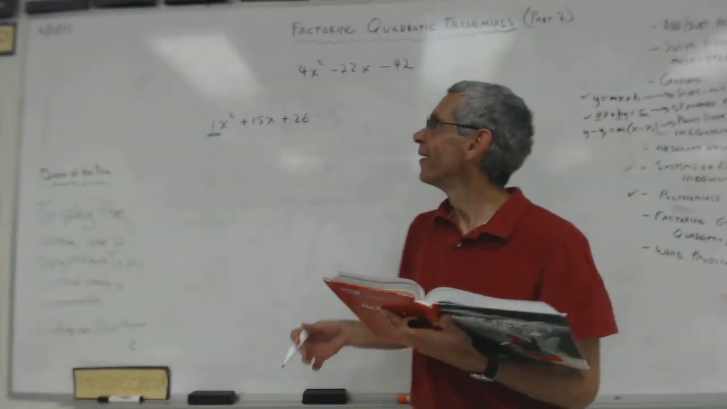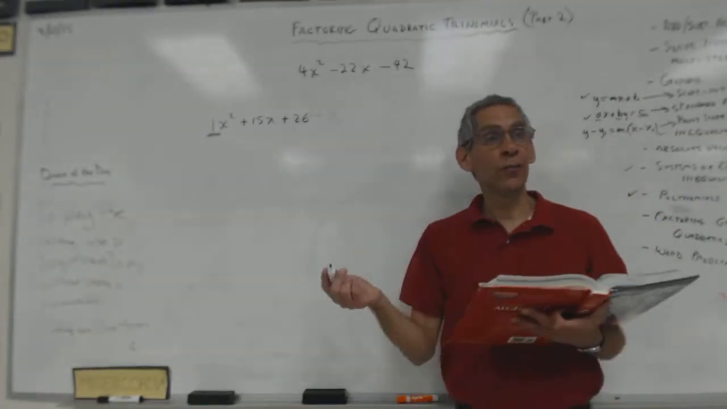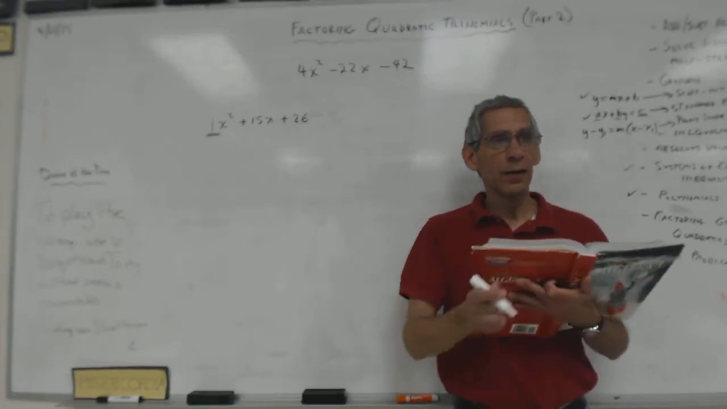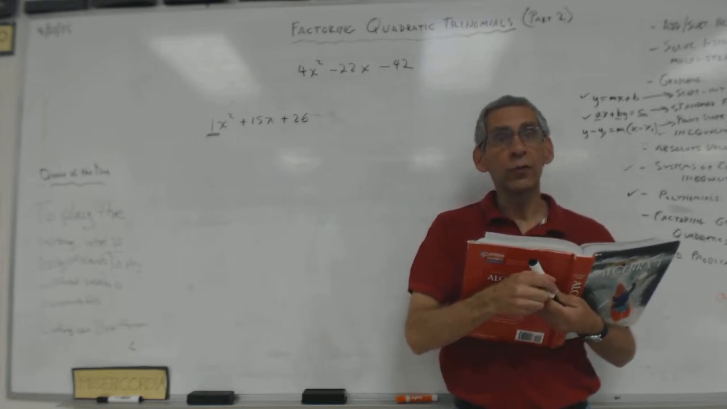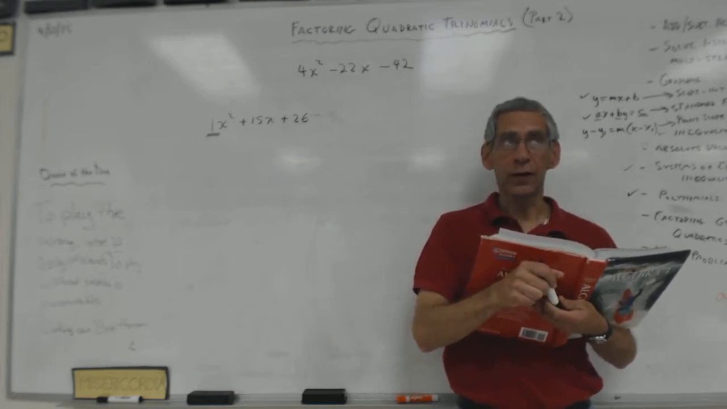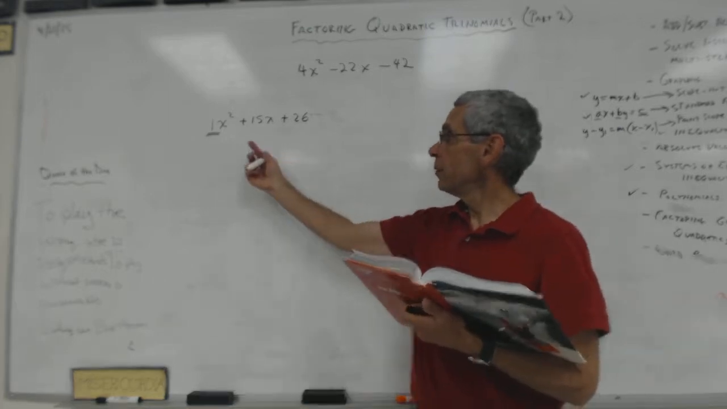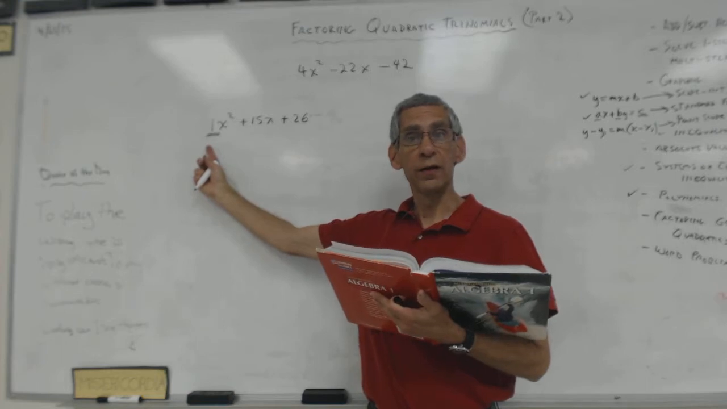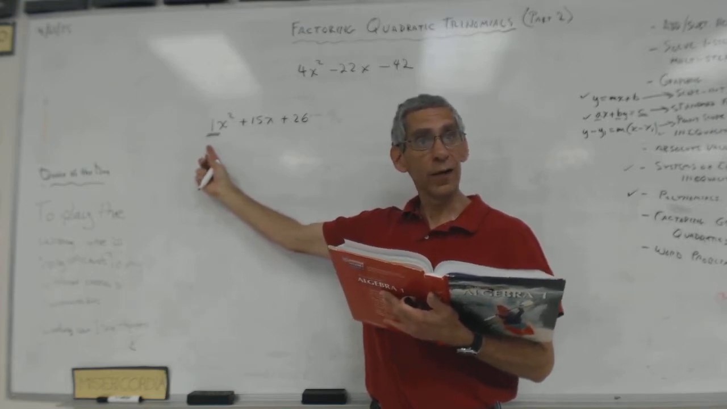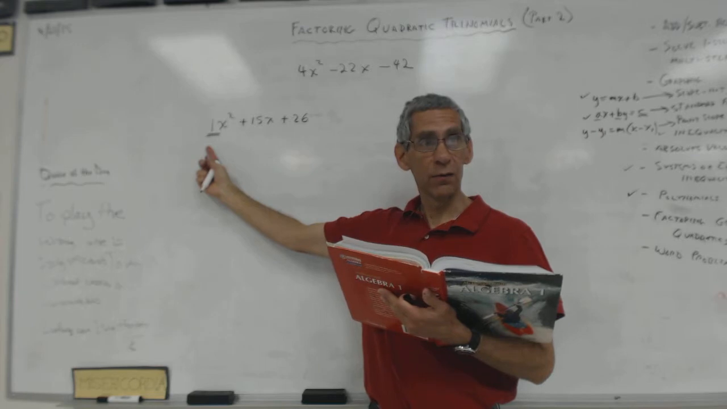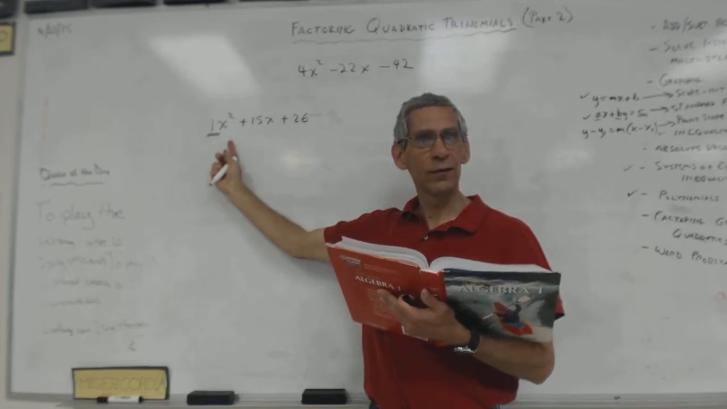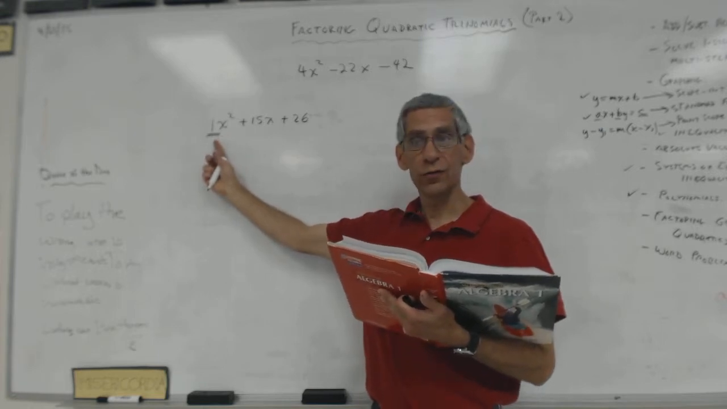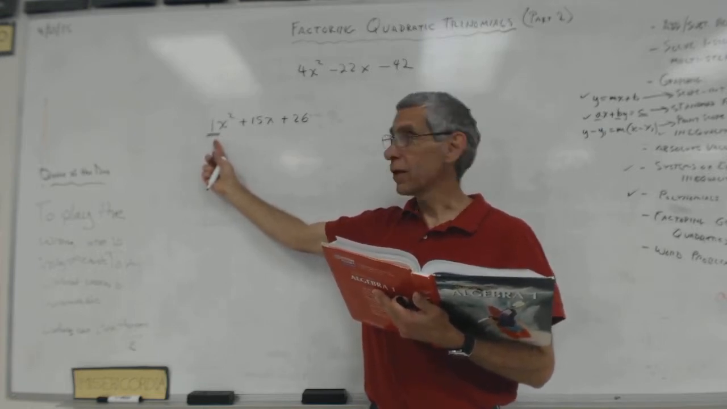All right, factoring quadratic trinomials part 2. Now this is not quite in order because we did this last week. We focused on simple quadratic trinomials. Simple means that the number in front of the x squared is a 1, and usually it's not written. It doesn't mean it's 0, because 0 would make x squared nothing. It means there's a hidden 1 in front of the x squared.